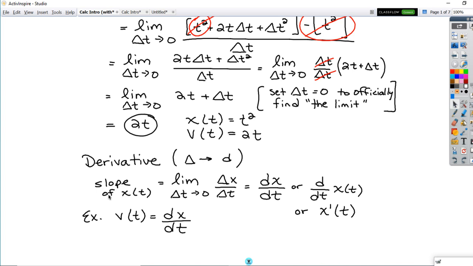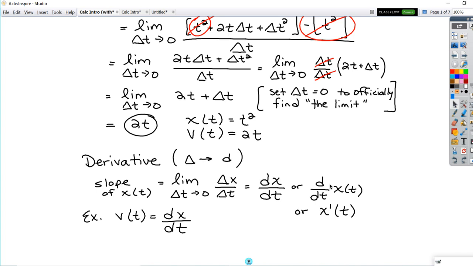So the slope of x at t can be written first as the limit as delta t approaches 0 of delta x divided by delta t, or you can remove the limit entirely by replacing the deltas with d's. And so you could read this as dx over dt. So this is an acceptable way of writing the slope of x as a function of time.